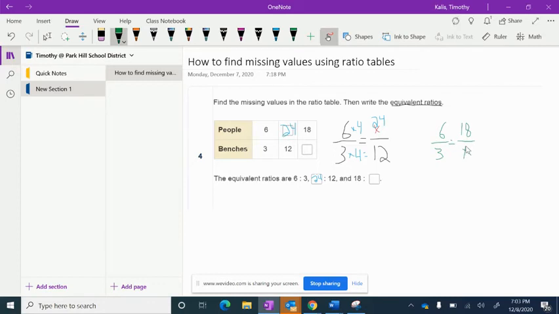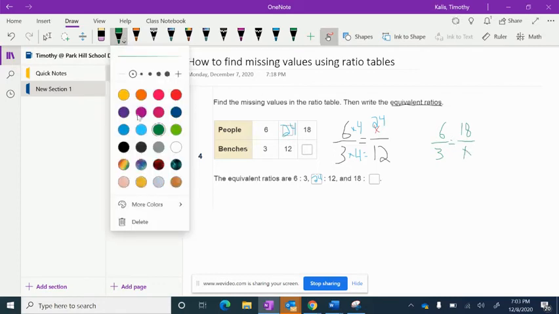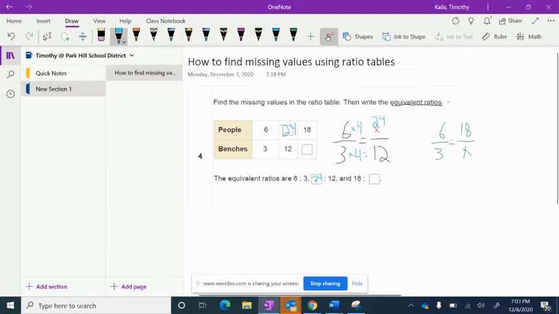And we can look at the number of people to determine what we need to do to the number of benches. So to go from 6 to 18, we ask ourselves, what is it we need to multiply? Well, 6 times 3 equals 18. So again, whatever you do to the top, you got to do to the bottom to make the ratio or the fraction equivalent. We're going to take 3 times 3. Okay, and that equals 9. So that bottom value would be 9 benches.